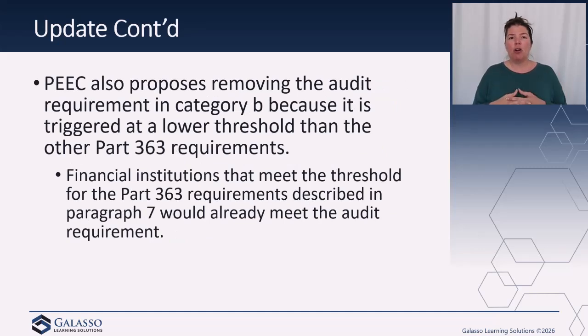So again, they're also planning to remove the audit requirement in category B because it's triggered at a lower threshold than the Part 363. And so any financial institution that meets the Part 363 automatically meets the audit requirement here. So this still looks at risk based on asset size, and also NAIC considers by premium level. So we're still going to get that risk-based approach to these types of financial institutions that are higher risk.